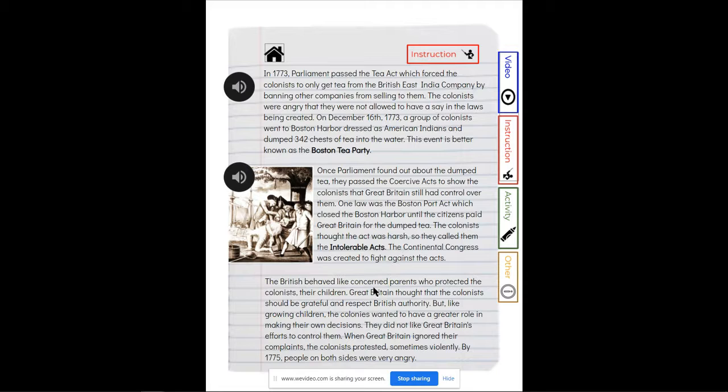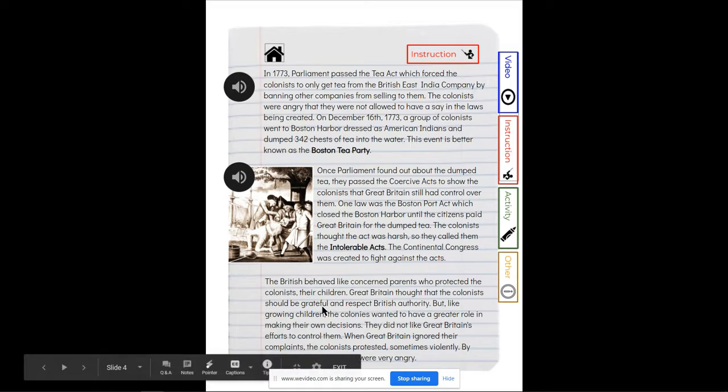The British behaved like concerned parents who protected the colonists, their children. Great Britain thought that the colonists should be grateful and respect British authority. But like growing children, the colonies wanted to have a greater role in making their own decisions.